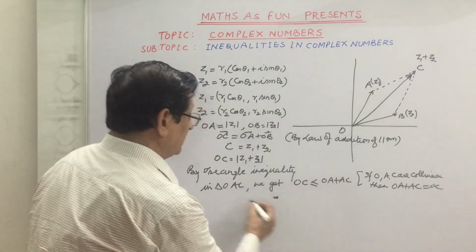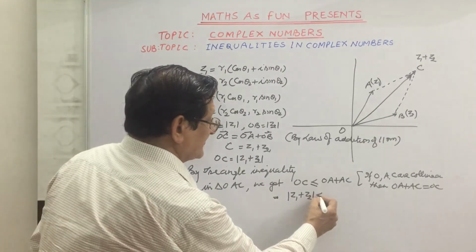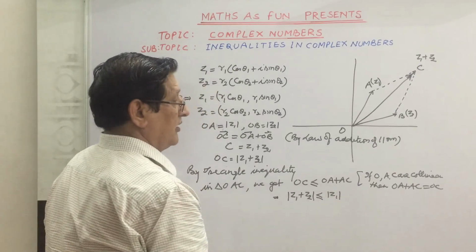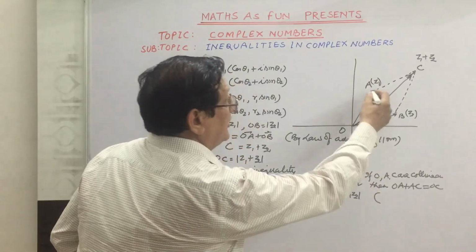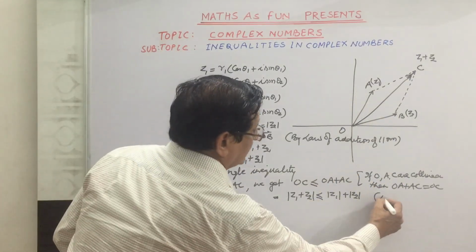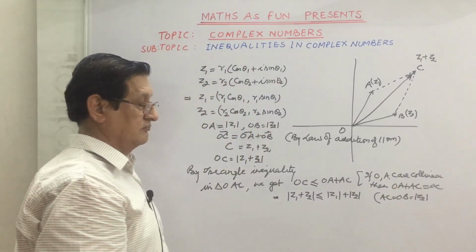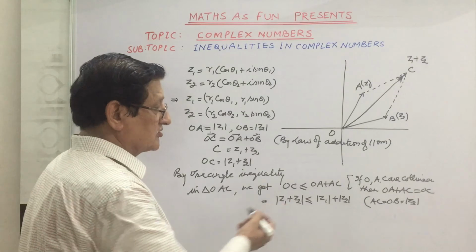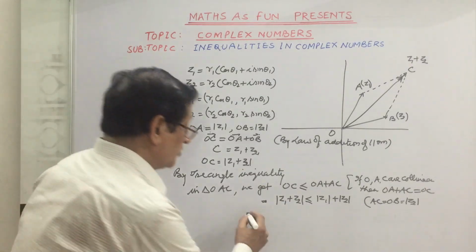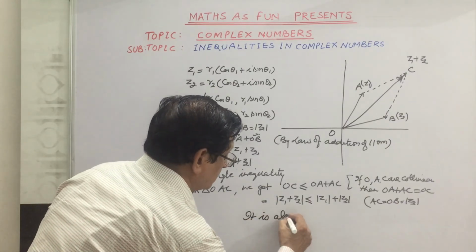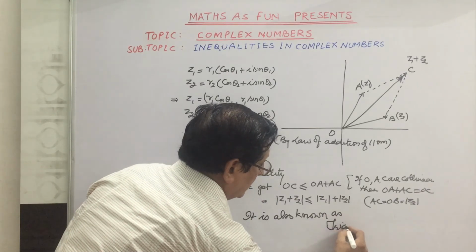And OC is representing, as we have seen here, modulus of Z1 plus Z2. OA is representing modulus of Z1. And AC is representing modulus of Z2, because we know in a parallelogram opposite sides are equal, and AC is equal to OB, which is equal to modulus of Z2. Since we are proving this inequality by using the triangle inequality, it is also known as the triangle inequality in complex numbers.